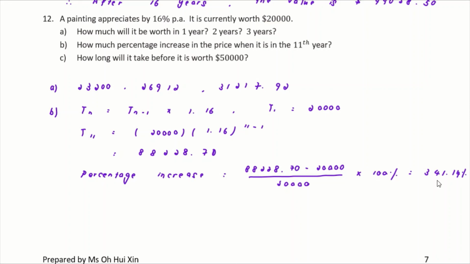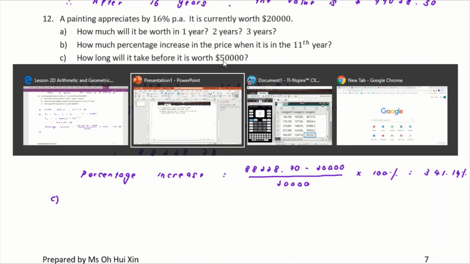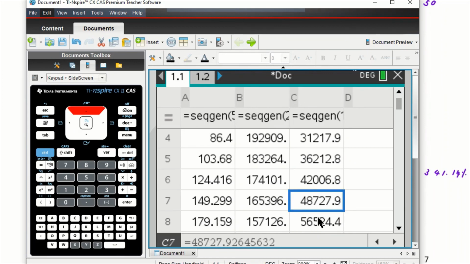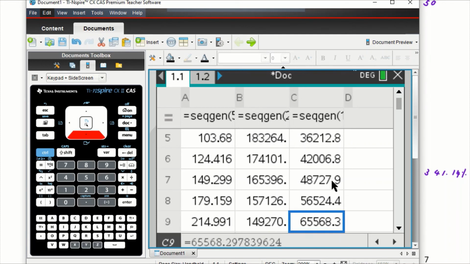Okay, so yeah, that's pretty much of it. So now see how long will it take before it is worth 50,000. In this case, just check our calculator for that. So more than 50,000. Yeah, okay, so you can see the 7th term is 48,000 something. Then after that, the 8th term is 56,000. So these are the two values that we want, and you need to note this down.